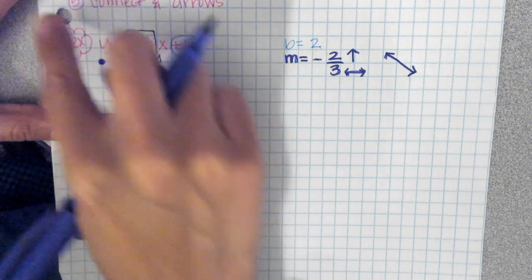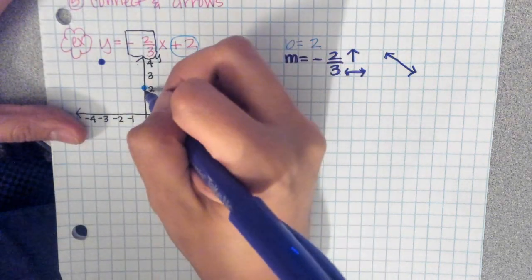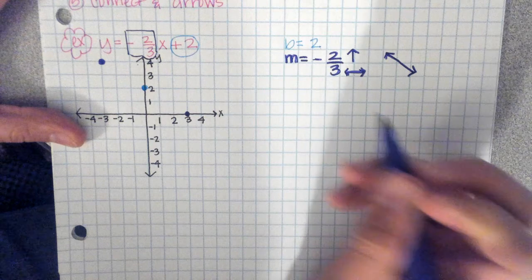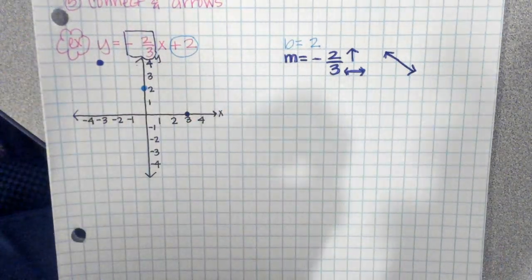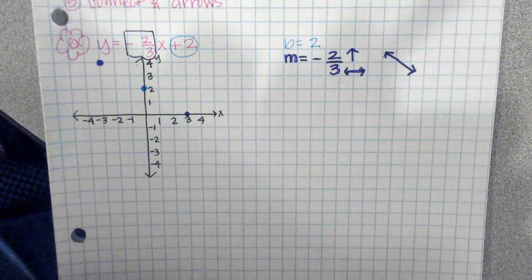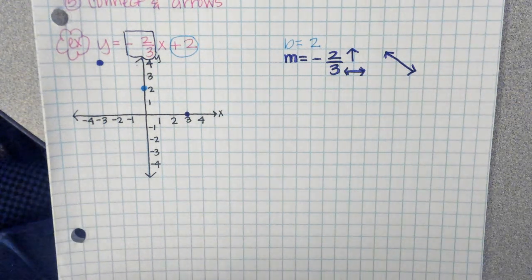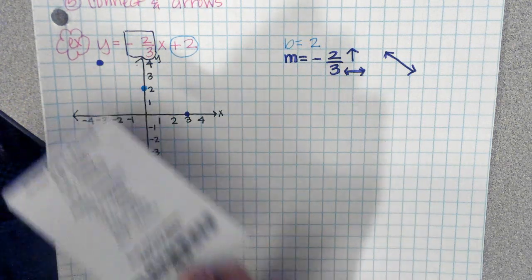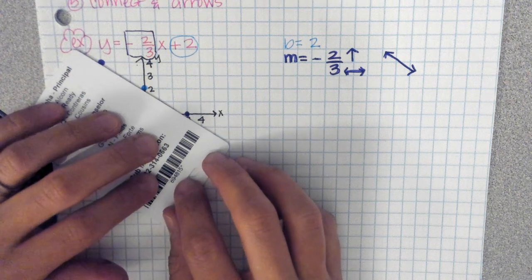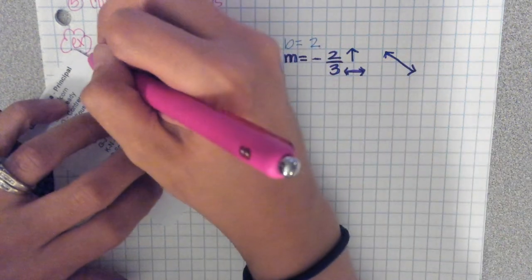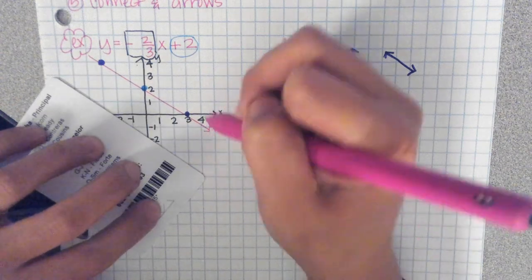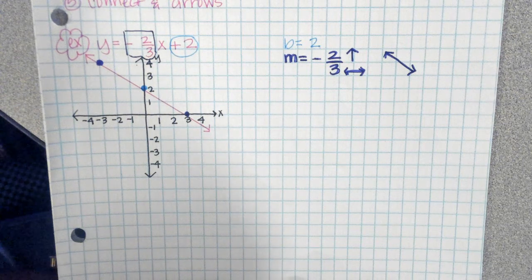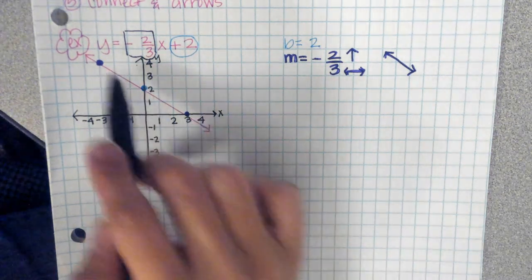I ran out of graph in this direction, but now I can go in the opposite direction. Opposite would just be down 2, right 3. And if I keep going, I run out of graph. So there are my points. Step 4, connect and arrows. Remember our straight edge of an ID that we have? Connect and arrows. And that's it for graphing lines when given in slope-intercept form.